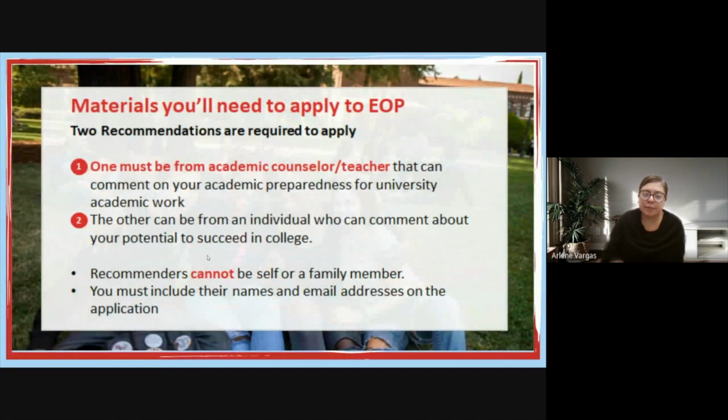Materials that you'll need to apply for the EOP. You will need 2 letters or 2 recommendations that are required to apply. One must be from either an academic counselor or a teacher who can comment on your academic preparedness for university and academic work. The second recommendation must be from an individual who can comment on your potential to succeed in college. Recommenders cannot be yourself or family members. That's really important to note.